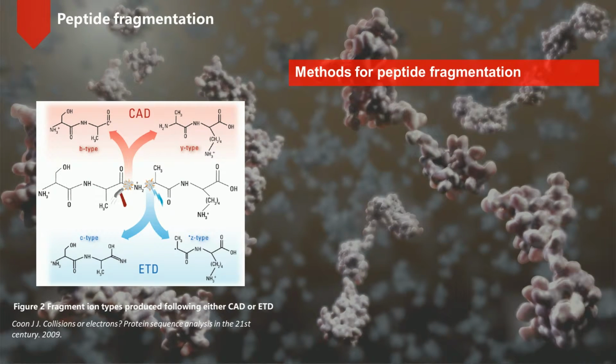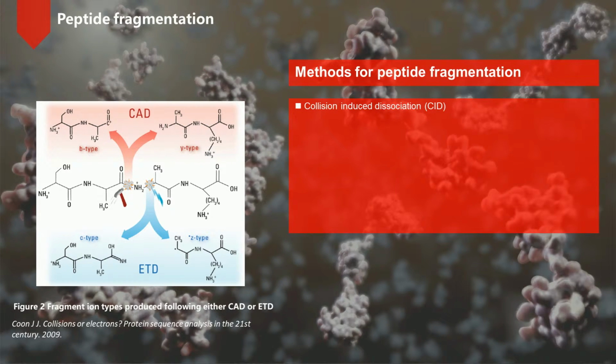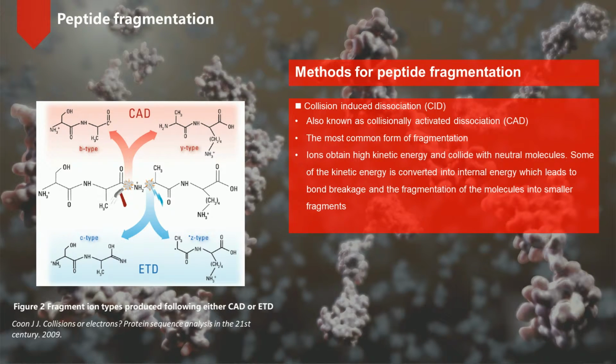De novo methods use the knowledge of the fragmentation methods employed in the mass spectrometry. Collision-induced dissociation, also known as collisionally activated dissociation, is the most common form of fragmentation. In this method, the ions obtain high kinetic energy and collide with neutral molecules. Some of the kinetic energy is converted into internal energy, which leads to bond breakage and the fragmentation of the molecules into smaller fragments. This method results in the formation of B and Y series ions from the precursor ion.